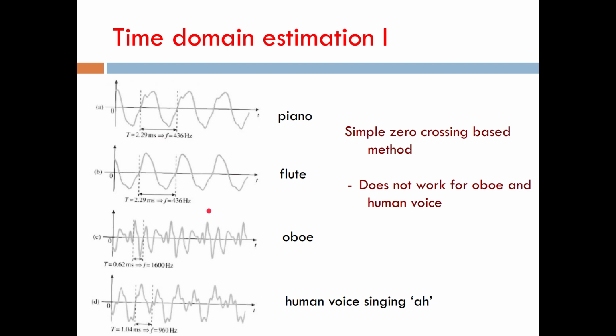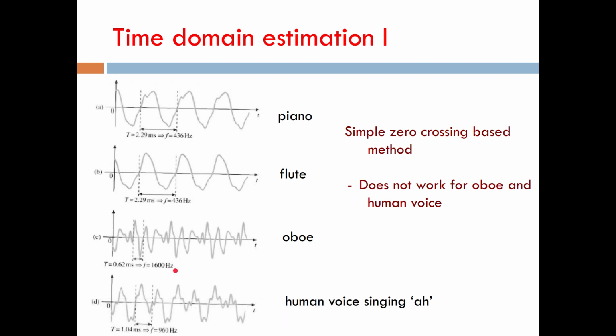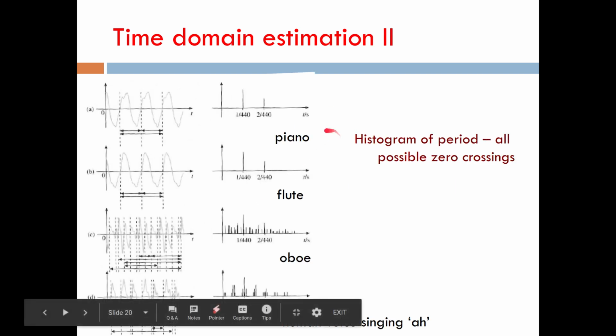But this doesn't always work, as you can see in the oboe and the human voice, because it's reaching 0, going back, and the frequency here is 1600 Hertz, because the repeating components cross 0 more than once within the fundamental. So this method has its flaws. It doesn't work for all instruments. Now let's see another method of time domain estimation.